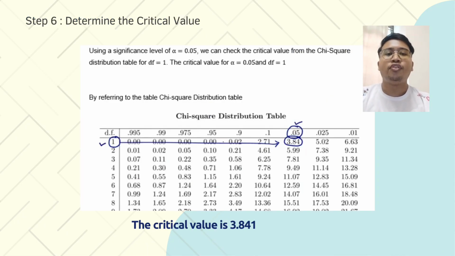So next, for step 6, we determine the critical value. Using a significance level of alpha equals 0.05 and degrees of freedom, df equals 1, we refer to the chi-square distribution table. By finding the intersection between df equals 1 and alpha equals 0.05, we obtain the critical value. So therefore the critical value is 3.841.